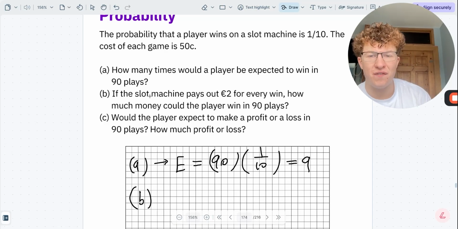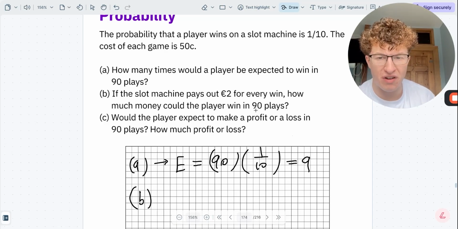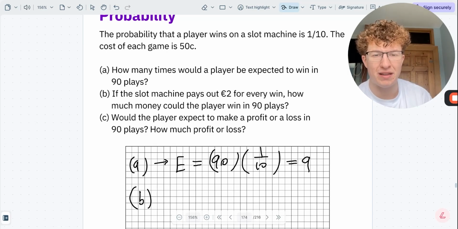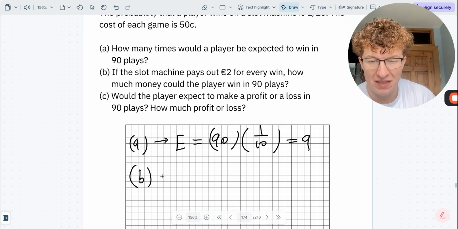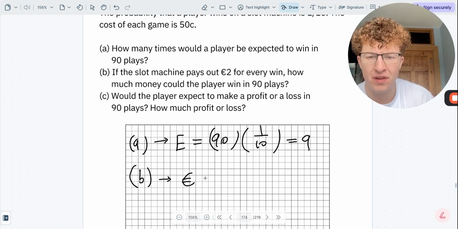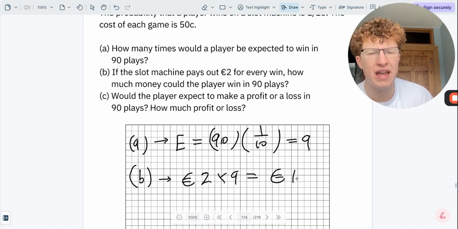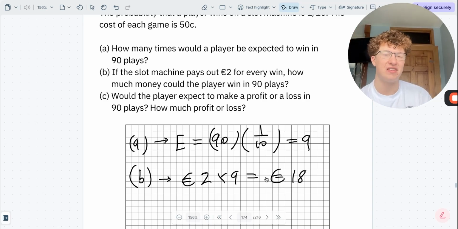Then, if the machine pays €2 for every win, how much money would they expect to win if they play? Expect is the key word there. How much could the player win in 90 plays? That means it's €2 for every win, and they expect to win 9 times. So they should win €18 if they play 90 times.